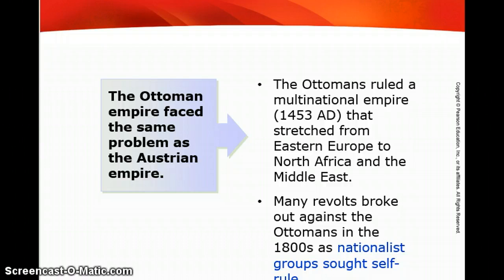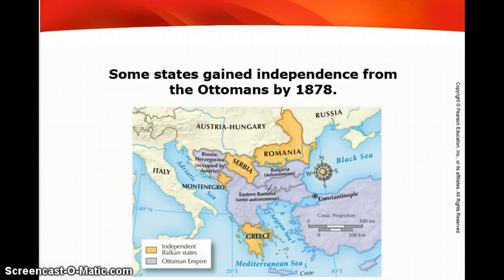The Ottomans ruled a multinational empire which began in 1453 that stretched from Eastern Europe to North Africa and the Middle East. Many revolts broke out against the Ottomans in the 1800s as nationalist groups will seek self-rule. If you notice on this map, Serbia, Romania, Greece are independent Balkan states. The Ottoman Empire is right here in the deeper purple. However, Bosnia-Herzegovina will be occupied by Austria. This is where problems are certainly going to arise in 1914.